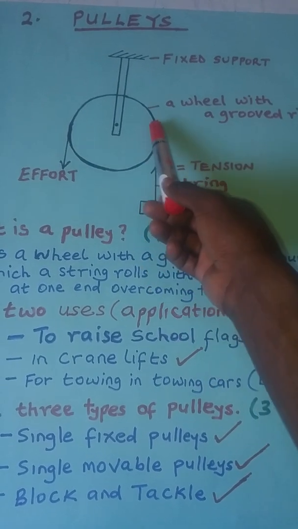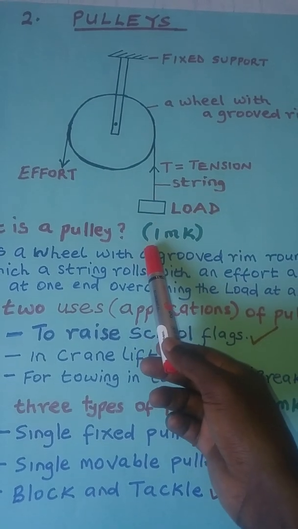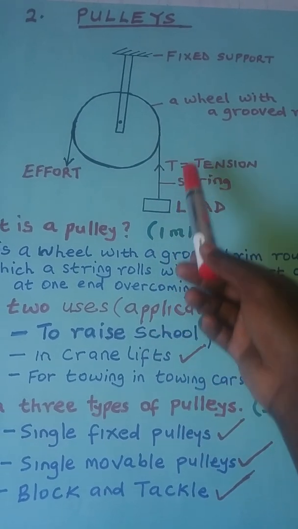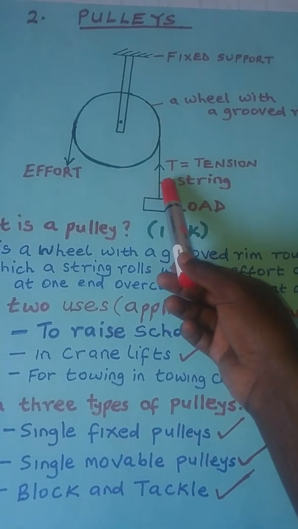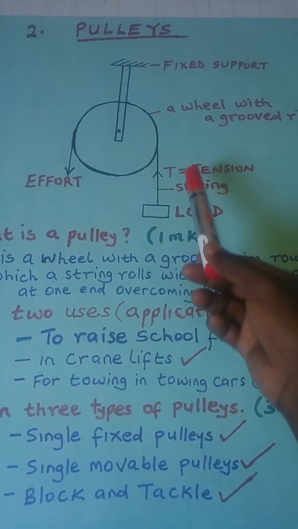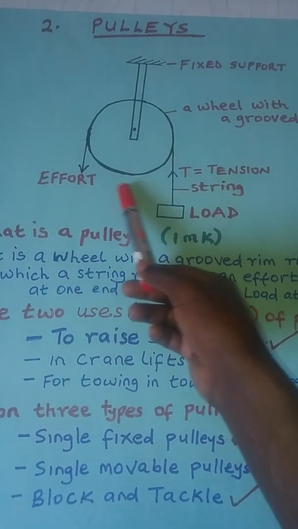It is going upwards while the load is going what? Downwards. So it is resisting the load. The two are acting in opposite direction. While the load is pulling down, the tension is pulling up. So this is briefly how a pulley looks like.